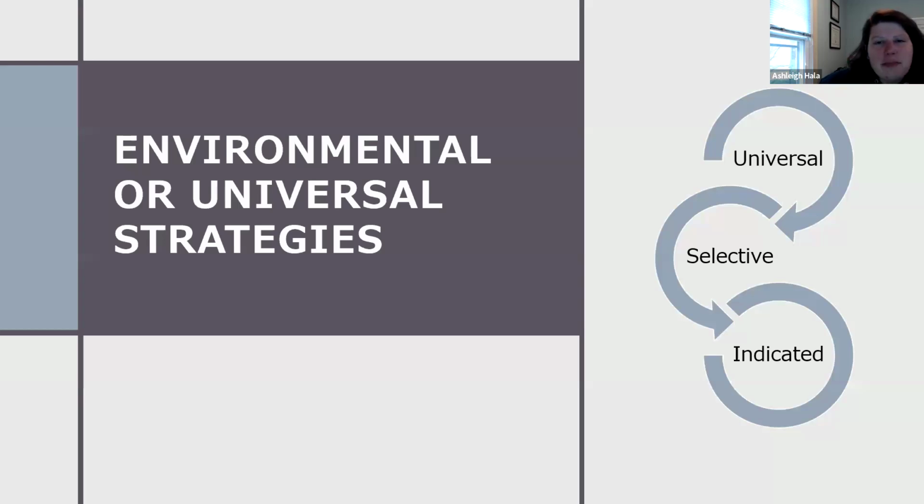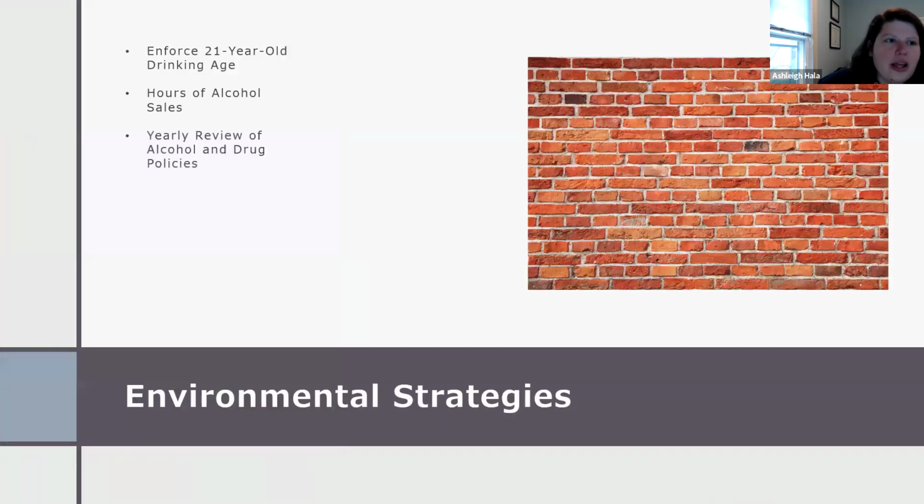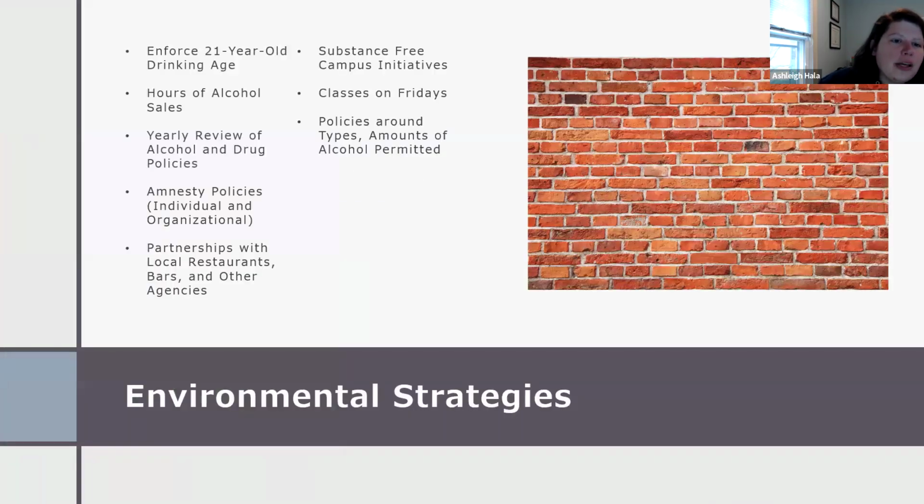And then we've got this environmental stuff, this universal stuff, these prevention efforts that apply to everybody in your community. And a couple that we can point out here, certainly enforcing the drinking age. If you do sell alcohol on campus, when looking at your policies, your biannual reviews, having an amnesty policy in place. One of my favorites is partnering with local restaurants, bars, and other agencies.